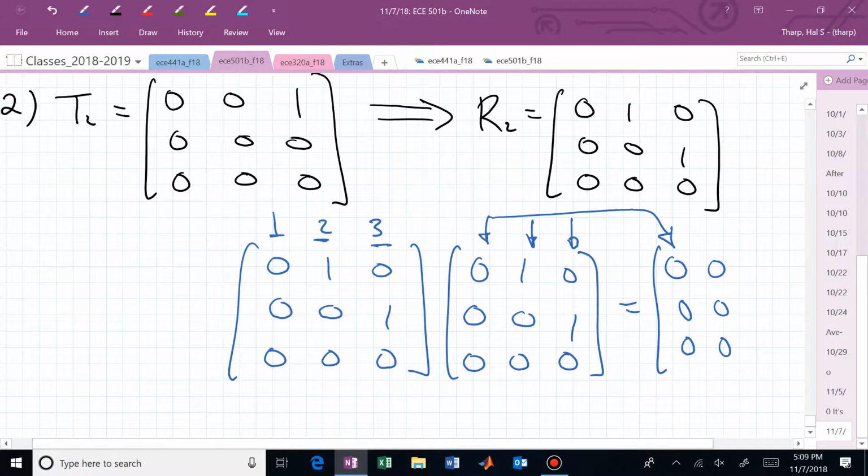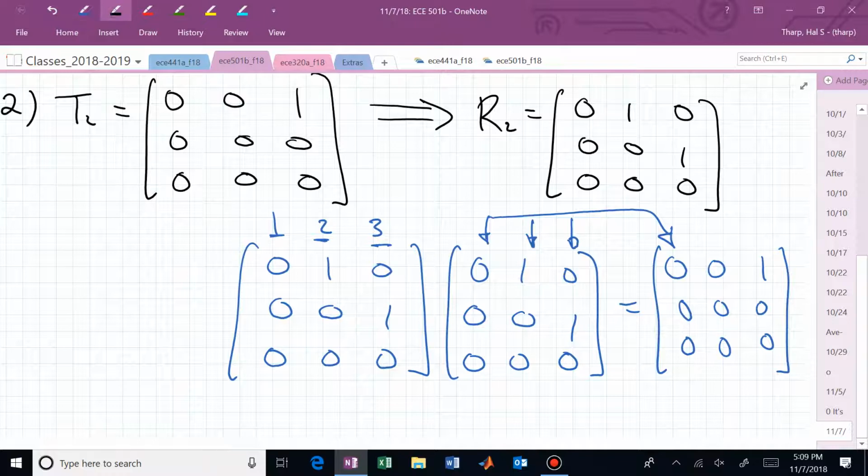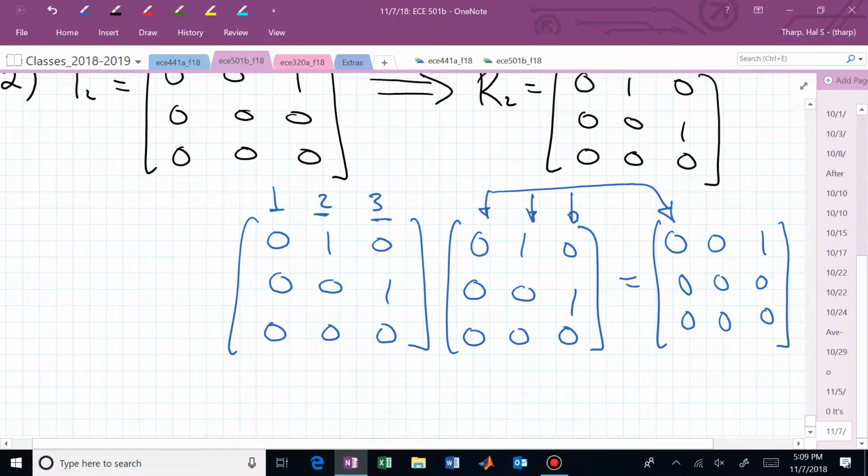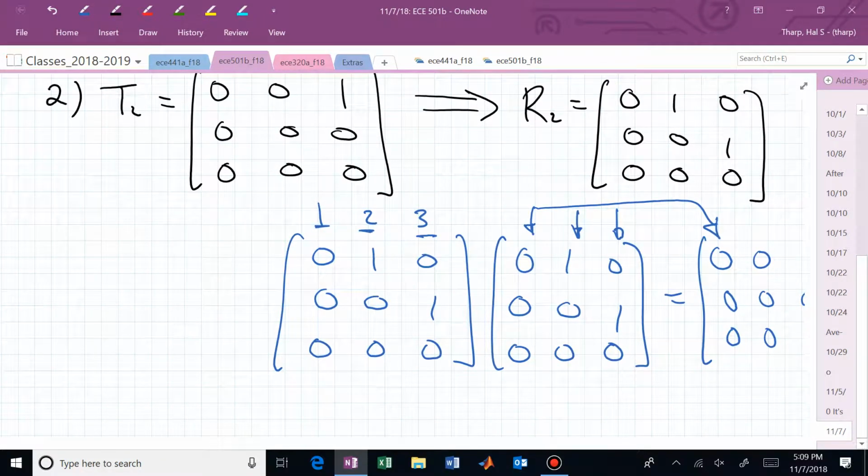And my third column in the product is going to be based on the third column of my second matrix in the product. Says, oh, scale the first column with 0. Scale the second column by 1, and scale the third column with 0, and the second column. And now do you see that R2 times R2 gives you T2? So you can have sort of interesting behavior from positive matrices and their square roots.